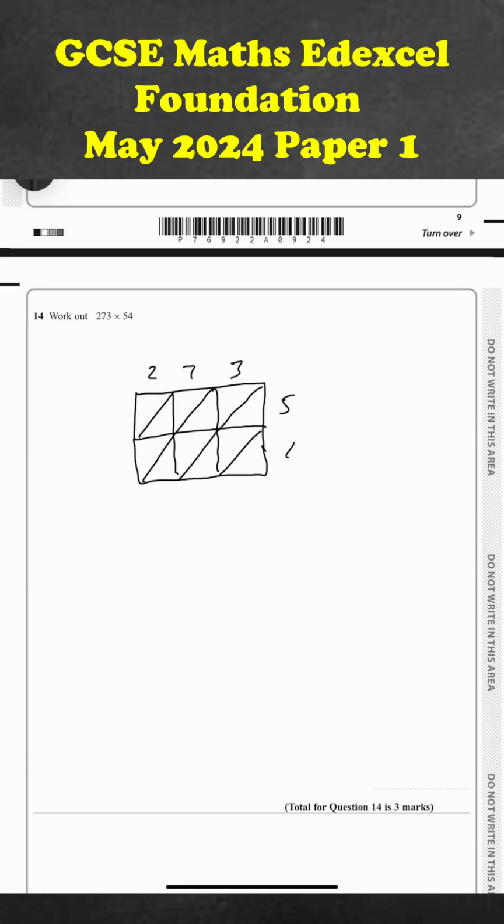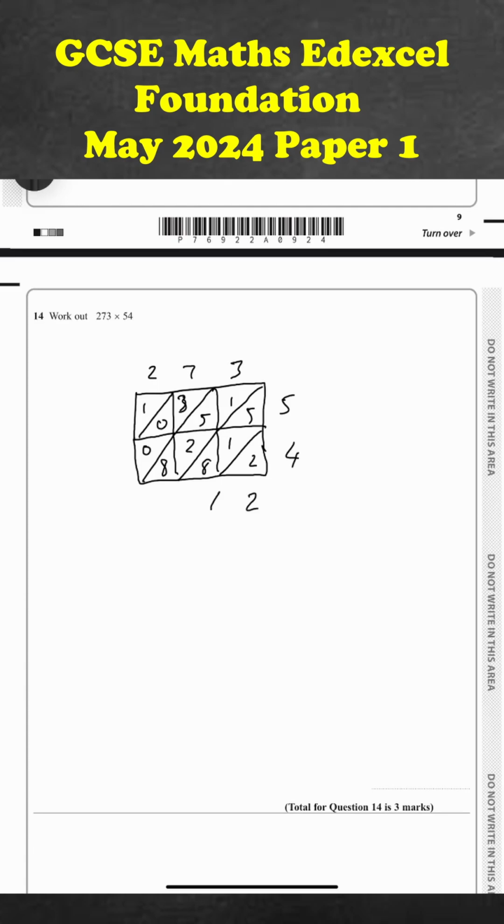273 multiplied by 54. 3 5s are 15. 3 4s are 12. 7 5s are 35. 7 4s are 28. 2 5s are 10. 2 4s are 8. Going diagonally, we have 2 here.